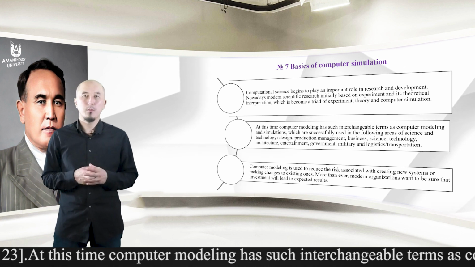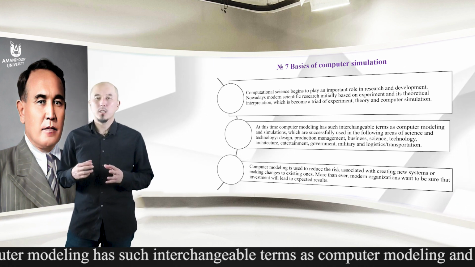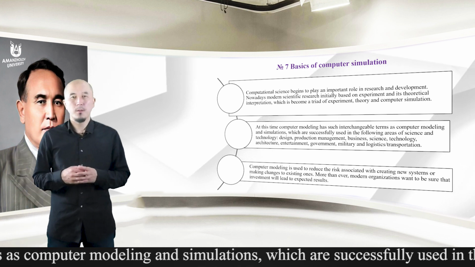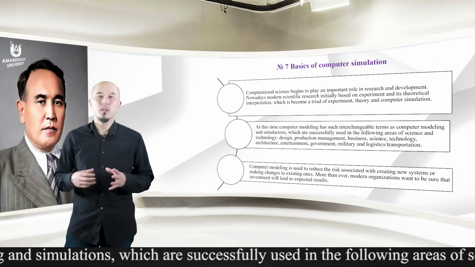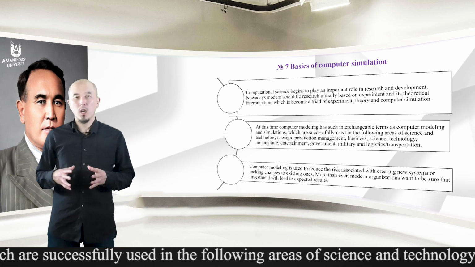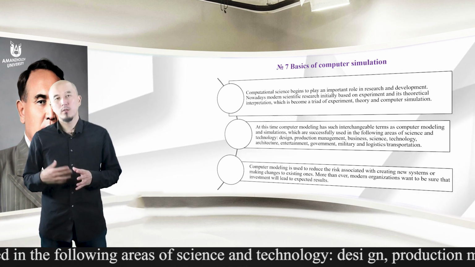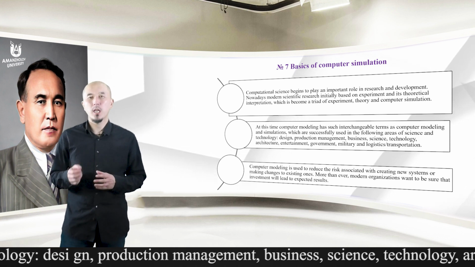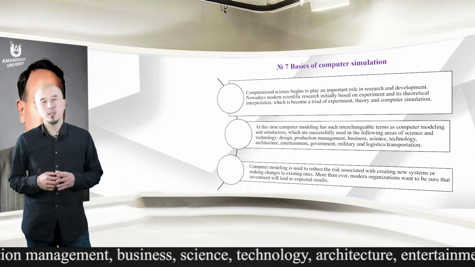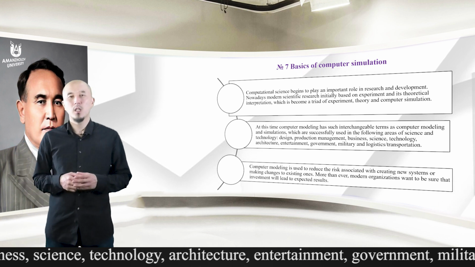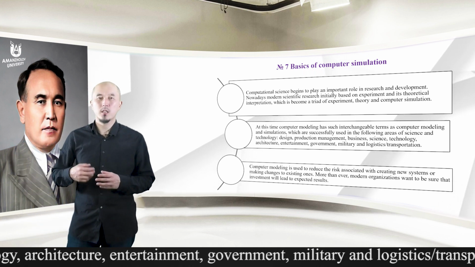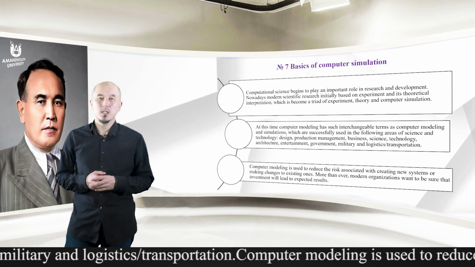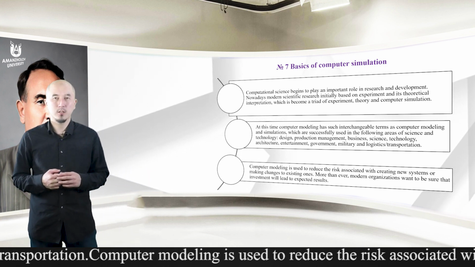At this time, computer modeling has such interchangeable terms as computer modeling and simulation, which are successfully used in the following areas of science and technology: design, production management, business, science, technology, architecture, entertainment, government, military, logistics, and transportation.